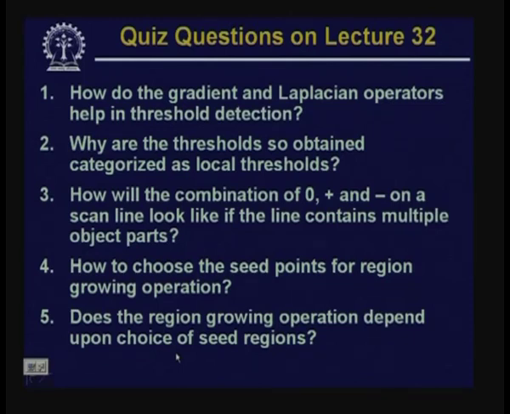The first question: how do the gradient and Laplacian operators help in threshold detection? Second question: why are the thresholds so obtained categorized as local thresholds? Third question: how will the combination of 0, positive and negative on a scan line look if the line contains multiple object parts? Fourth question: how to choose the seed points for the region growing operation?